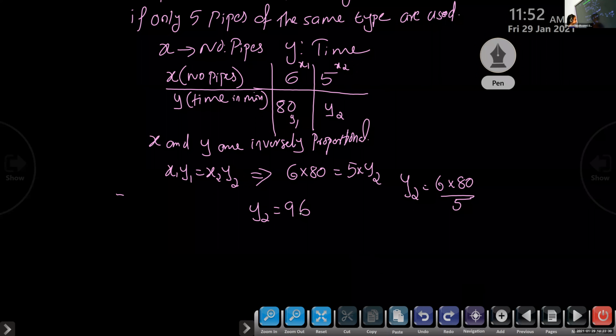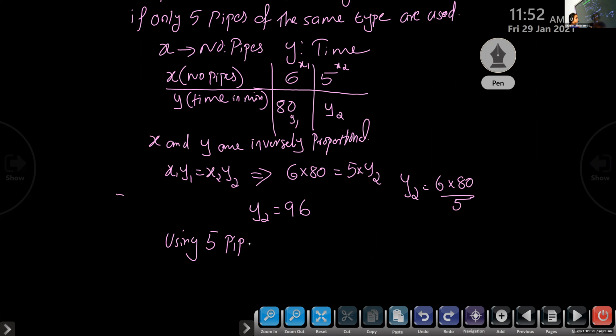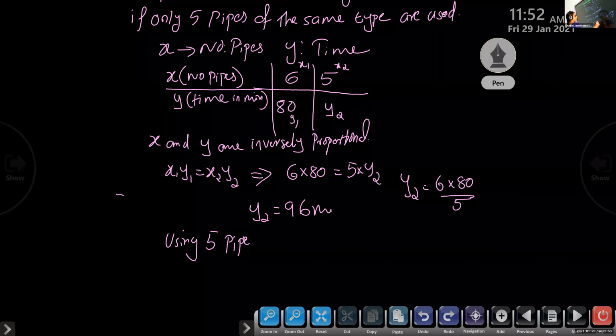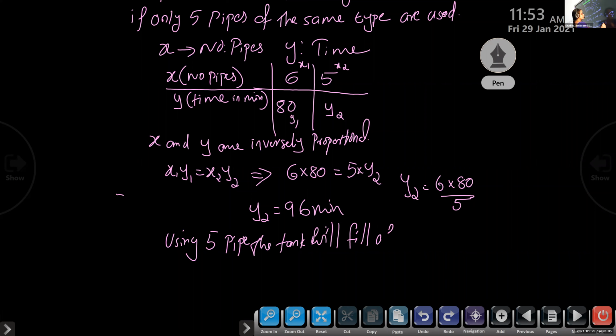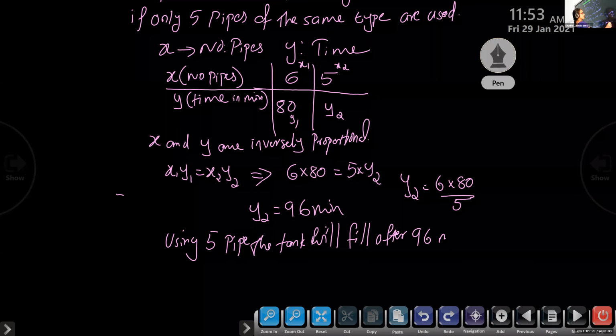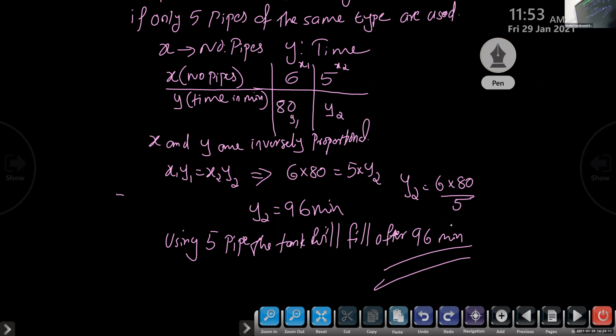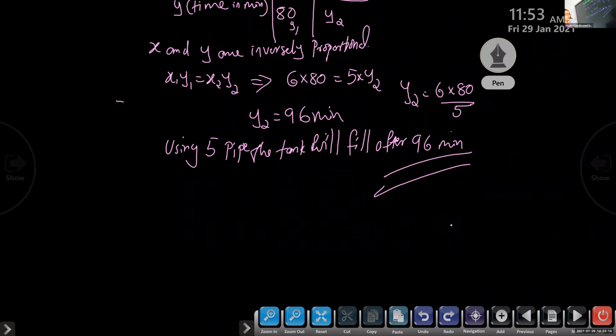So using 5 pipes, the tank will fill after 96 minutes. After 96 minutes, the tank will fill using the 5 pipes.